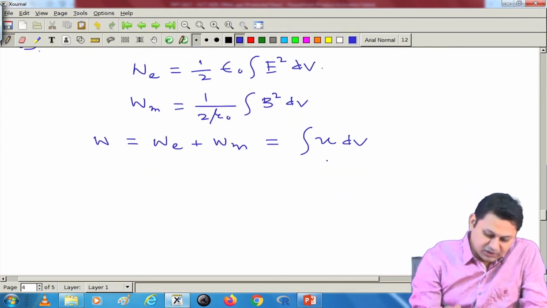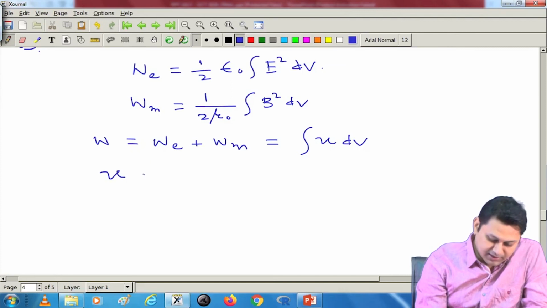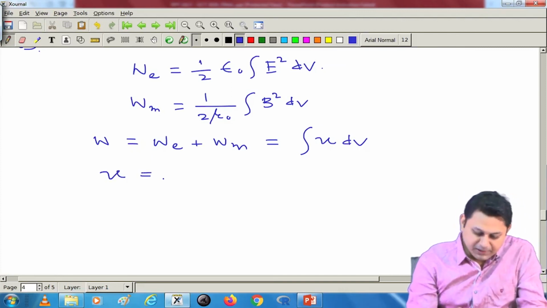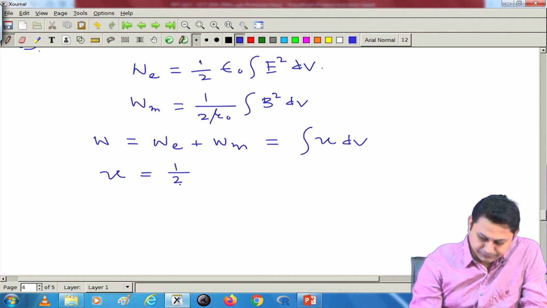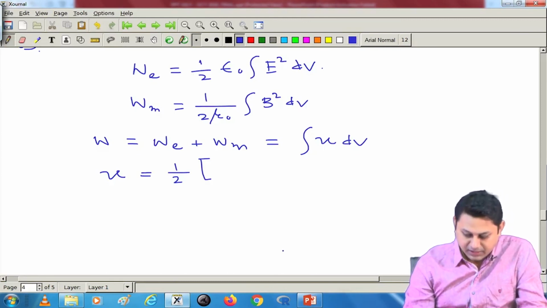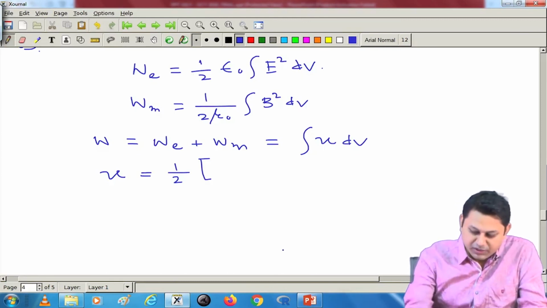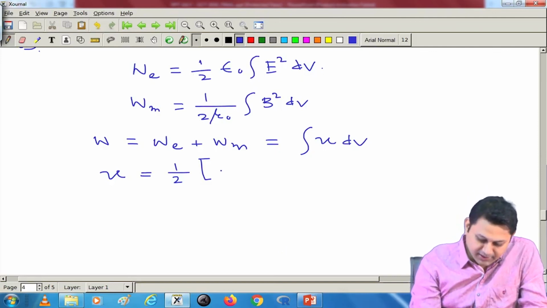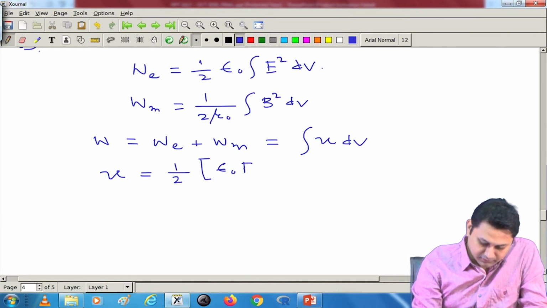So, from these three equations you can readily find that the energy density, meaning the energy stored in an EM field per unit volume, is simply half of epsilon 0 E squared plus 1 by mu 0 B squared.